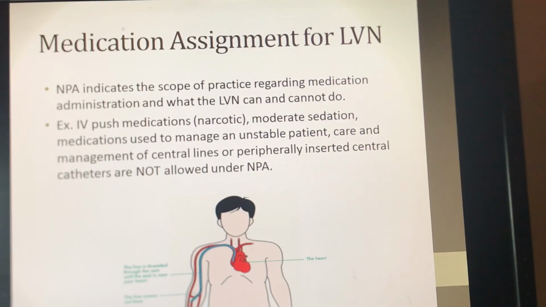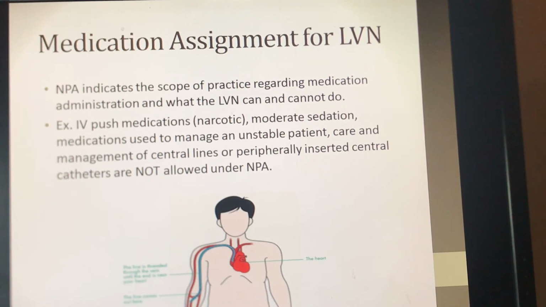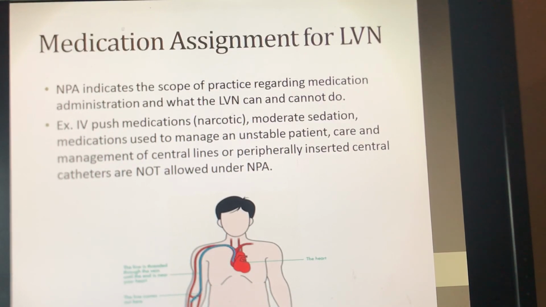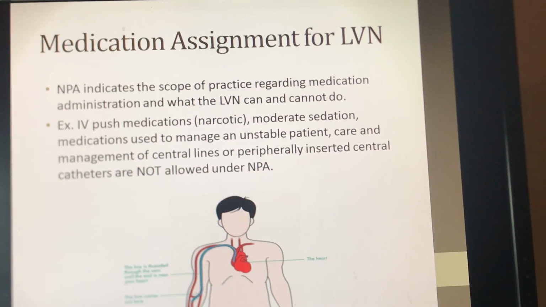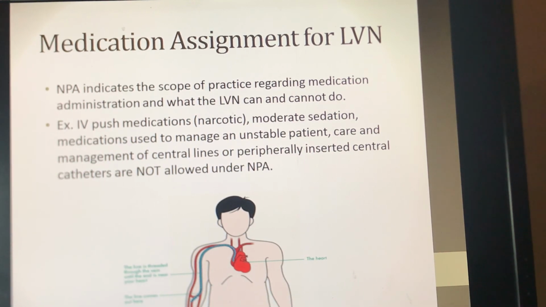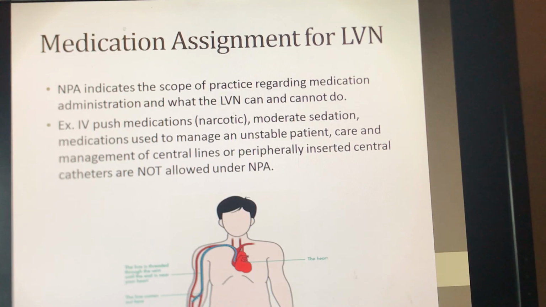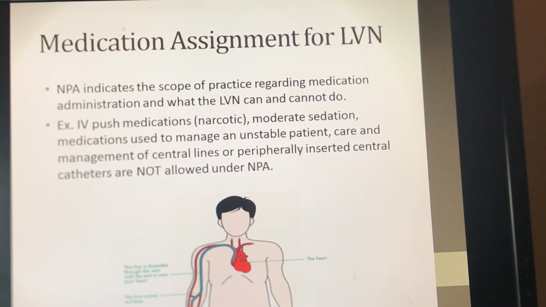Your medication assignments for an LVN: the NPA indicates a scope of practice regarding medication administration, what the LVN can and can't do. It depends on facilities and what the scope of practice is as well. But IV push medications like narcotics basically are not allowed in the acute care setting. There's moderate sedation medication used to manage an unstable patient. Care and management of central lines: those lines go all the way directly to the right atrium of the heart, and if we manipulate those in such a way, we can cause an arrhythmia. Peripherally inserted central catheters are not allowed under the Nurse Practice Act.